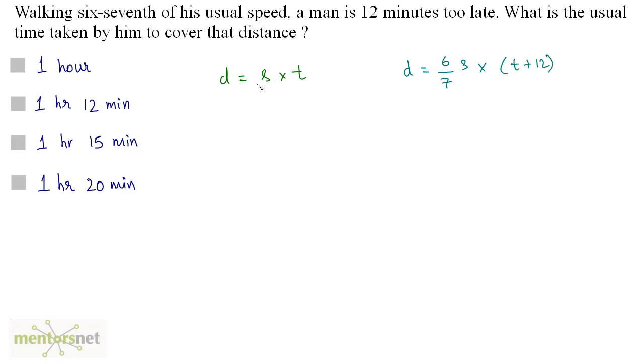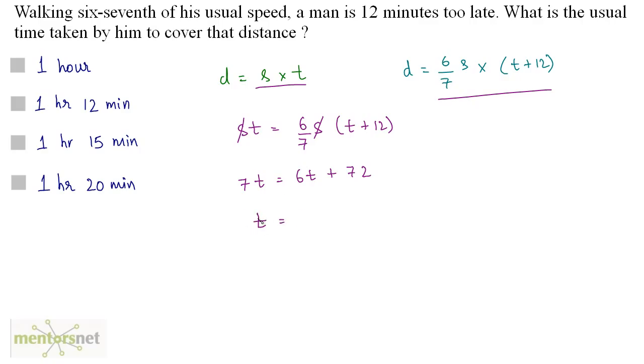Now you can just equate these two terms because the distance is the same, so you have st is equal to 6 by 7 s times (t plus 12). So s and s get cancelled out. What you have is 7t is equal to 6t plus 12 times 6, which is 72. So 7t minus 6t is t, that is the regular time, which is 72 minutes.